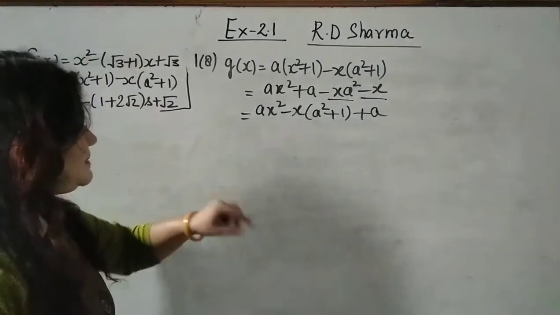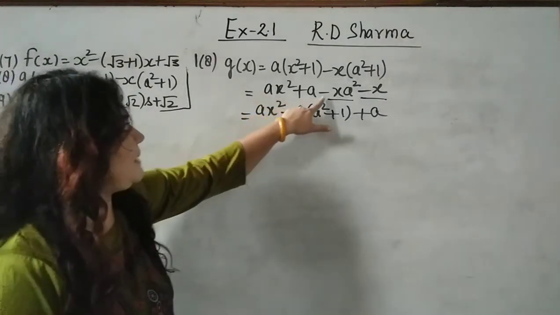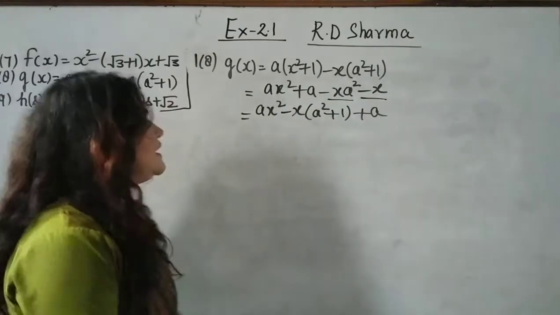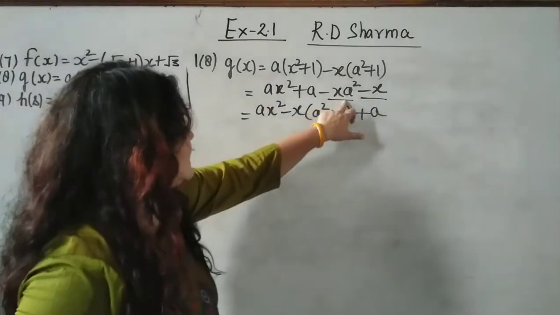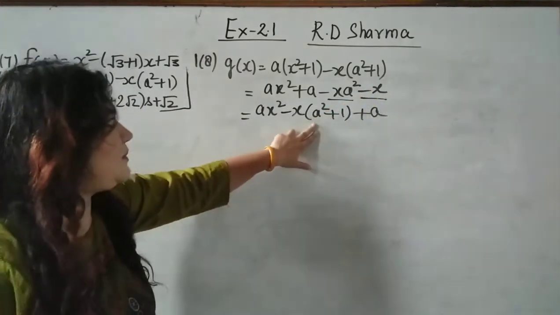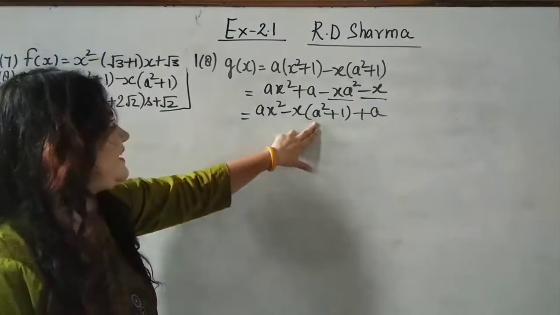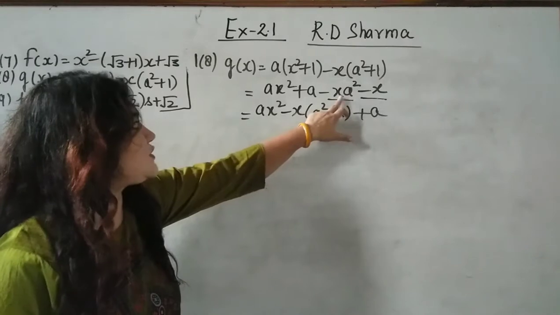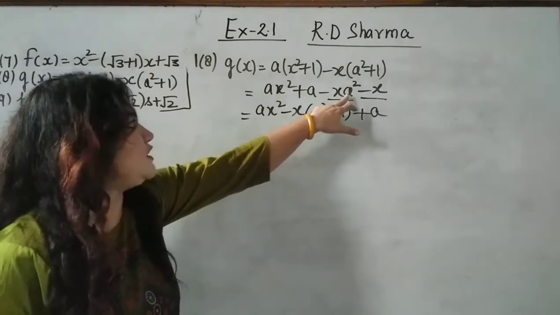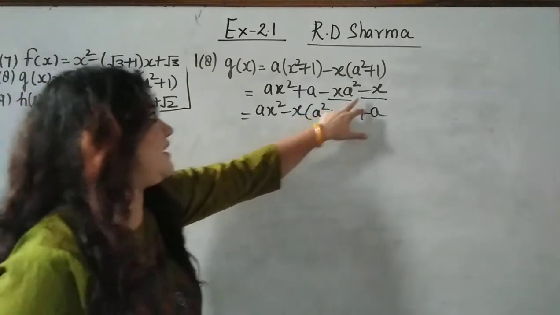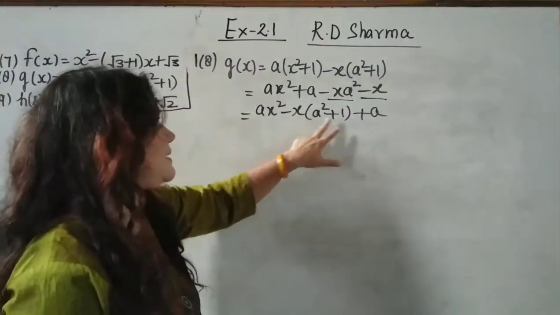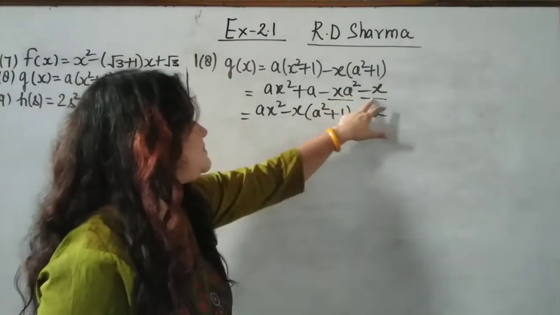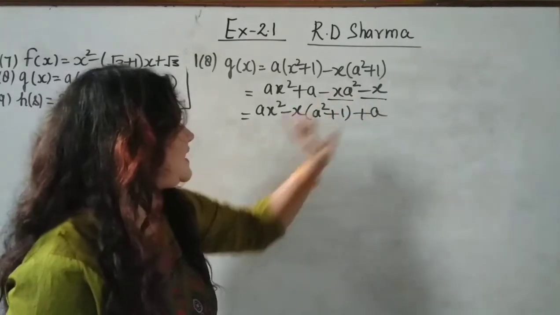So I'm telling again: ax square plus a minus x a square minus x. So what did we do? This minus x a square minus x, we took x common from these together. Okay. So minus x a square minus x I have taken common. So what is left here? A square. And what is left here? Plus 1. Right? Because we took minus x common from both these terms. And this plus a I have taken here.